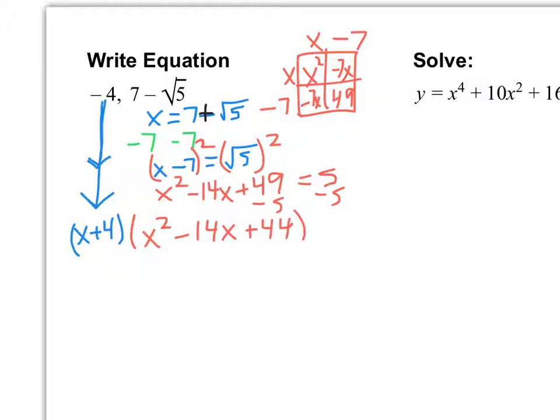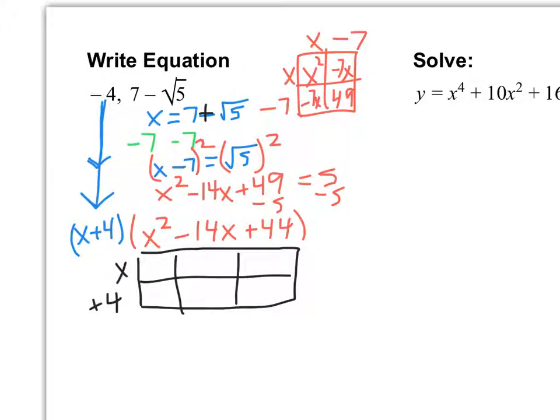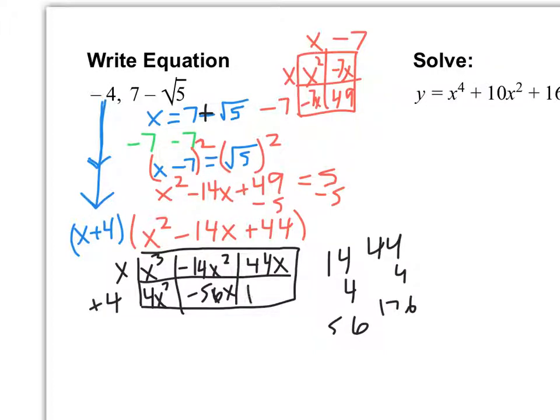And now we're going to multiply using the box. Now, can I be lazy? This is Miss Vance's way of being really lazy. I'm just going to draw my box right under there and multiply by the x plus 4, because I don't want to write that out again. So I get x cubed minus 14x squared plus 44x, 4x squared, negative 56x, and 176. Okay, so combine like terms, and I get x cubed minus 10x squared minus 12x plus 176. Woo, don't you feel accomplished?